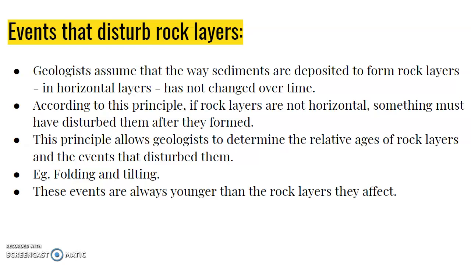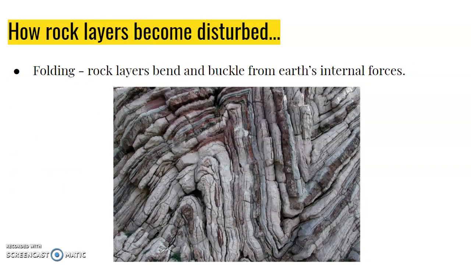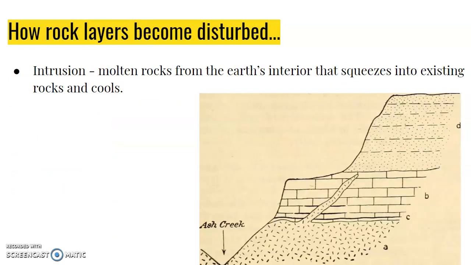For example, let's look at folding and tilting. We know that these events are always younger than the rock layers they affect, because if they were not younger, then we would have no way to know if the intrusion took place. For the intrusion to take place, it must be younger when compared to rock layer B.